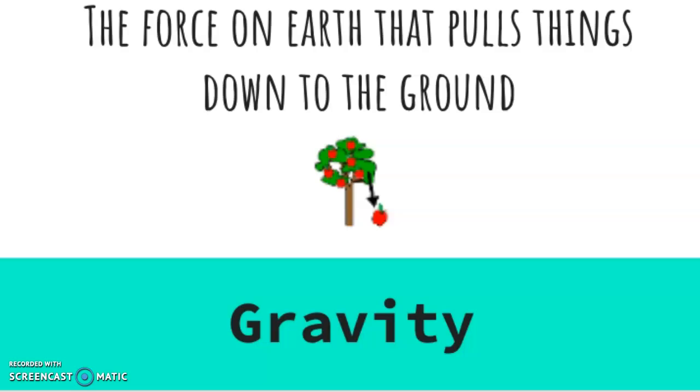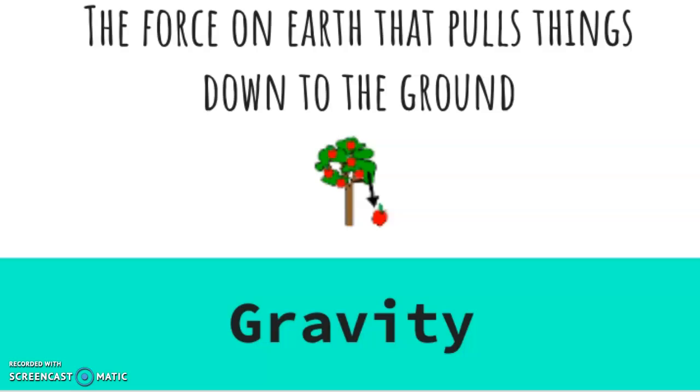The next vocabulary word is gravity. Gravity is a force on Earth that pulls things to the ground. In this picture, you can see an apple is falling out of a tree.